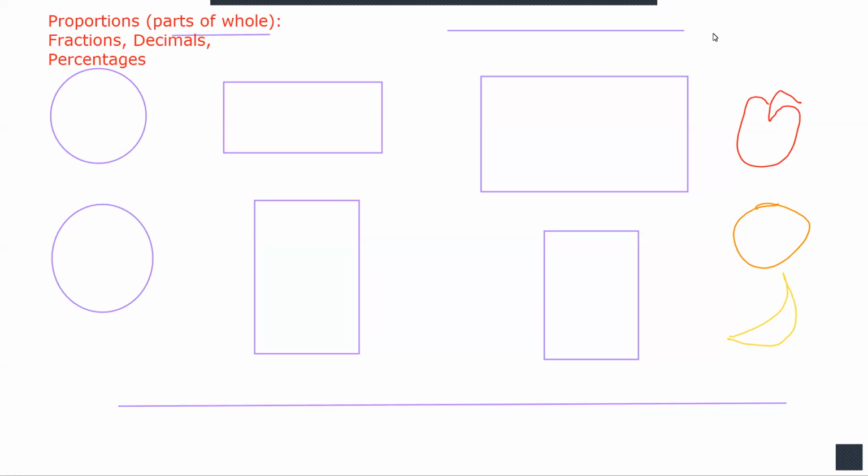Hi all. I want to talk about proportions, which are just parts of the whole, which involve fractions, decimals, and percentages. They can be told in any way. And first of all, I want to get the elephant in the room. Here's the elephant over here.